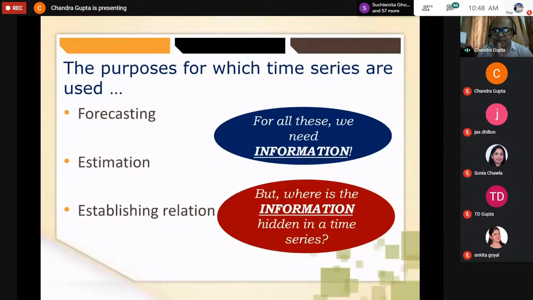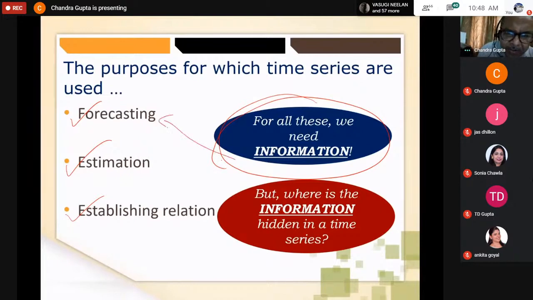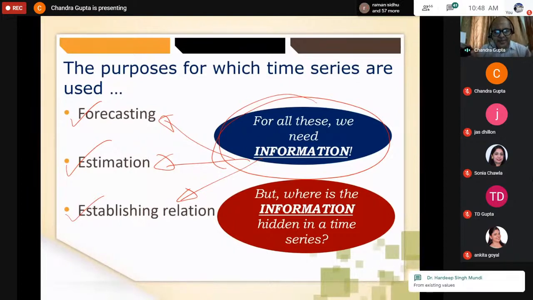What is the purpose of time series? Time series are used for forecasting purposes, estimation purposes, and establishing relationships between the variables. For all this, we need information. You need information for forecasting. You need information for estimation. You need information for establishing relationships. But the question is, where is that information? And where is that information hidden? Can any one of you tell me in the time series where that information is hidden? From where will you extract the information to make a forecast? Can you just imagine? From where will you get the information to make an estimation? Okay, understand that. From where will you get the information, visualize it.